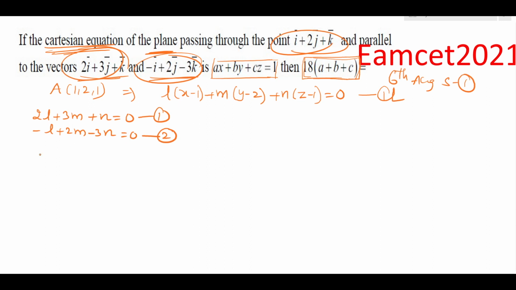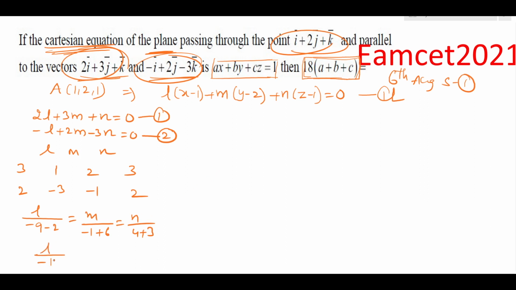So solving these two, that is l, m, n. This is written as: m coefficient is 3, n coefficient 1, l coefficient 2 and repeating 3. This is 2, 3, 1, 2, minus 3, minus 1, 2. This is l by minus 9 minus 2, m by minus 1 plus 6, n by 4 plus 3. So l by minus 11, m by 5, n by 7. So these are the l, m, n values.